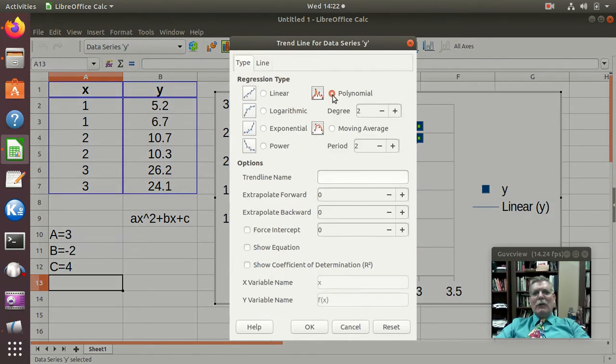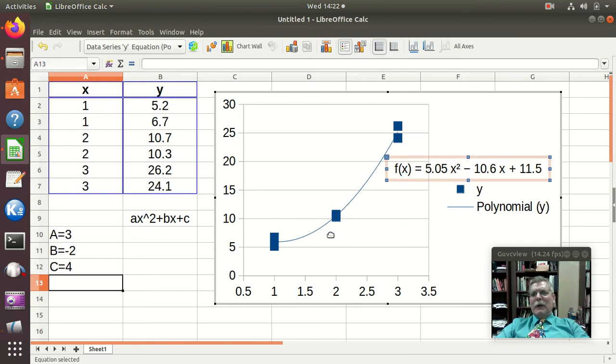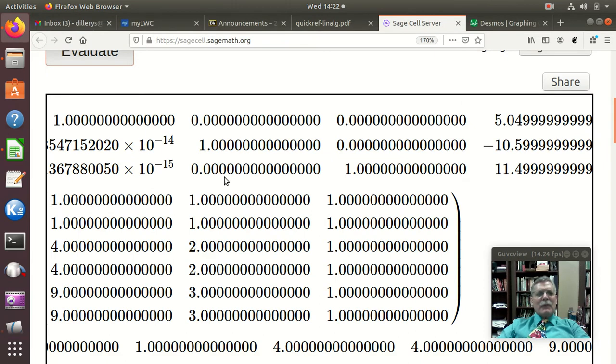I want a polynomial of degree 2, so that's good. And then I want to show the equation and say OK, and there we go. There's that 5.05, negative 10.6, and 11.5. We're getting the same answer with each and every one of these.